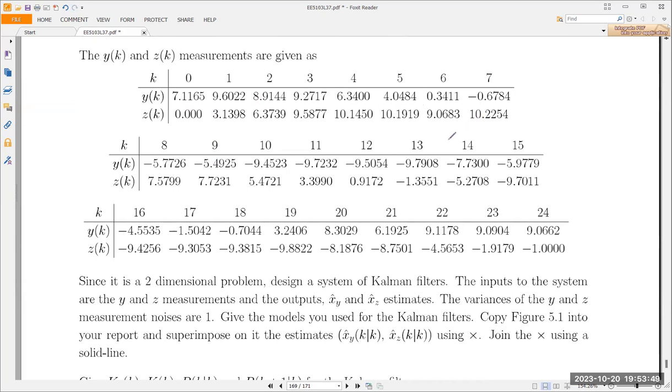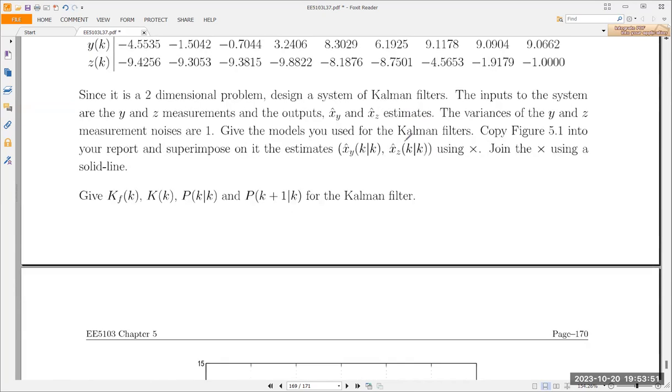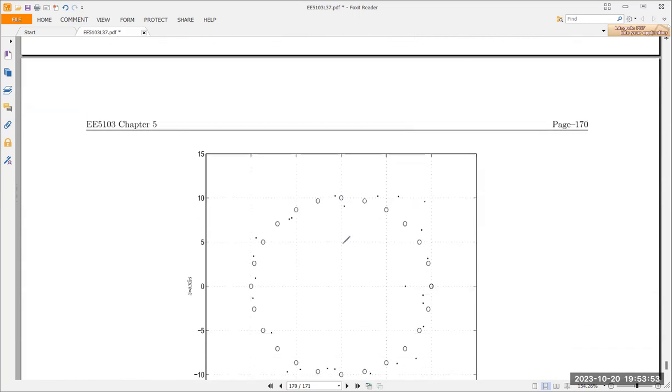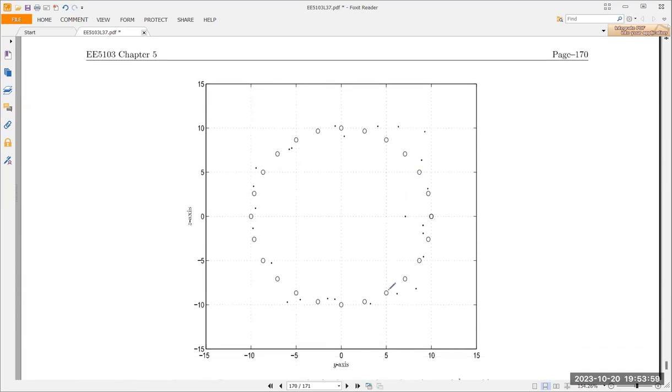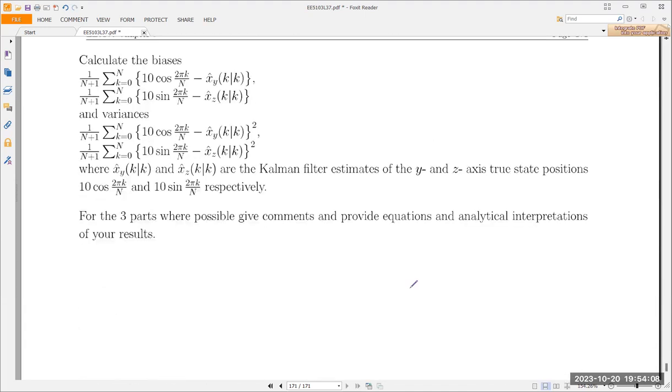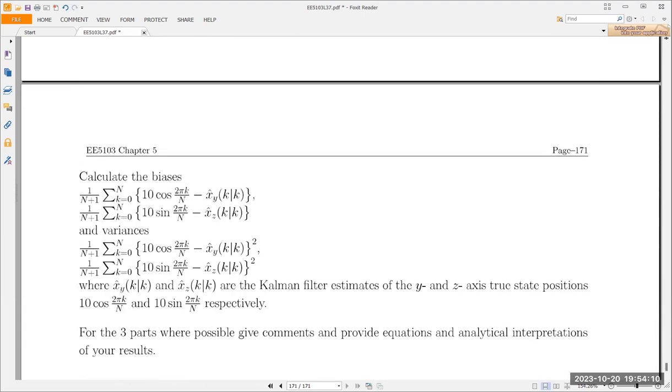All right. Go and find the Kalman filter estimate using the Y and Z measurements. Okay, go and figure out yourself. Okay, that's where the real test is. I taught you everything already. You should be able to do it. But of course, you have to do some thinking.